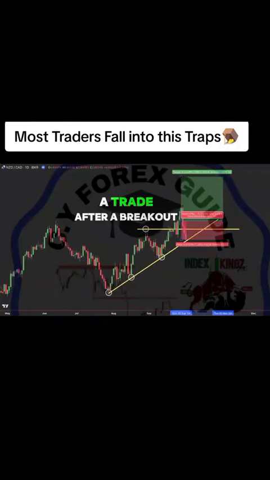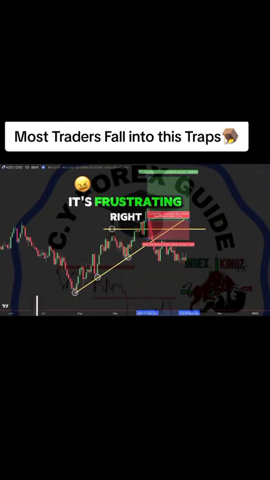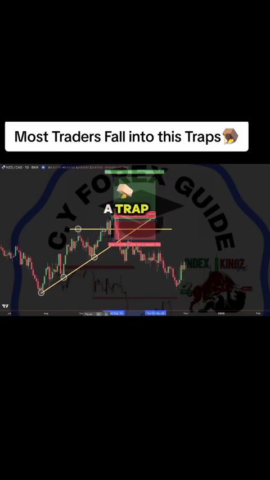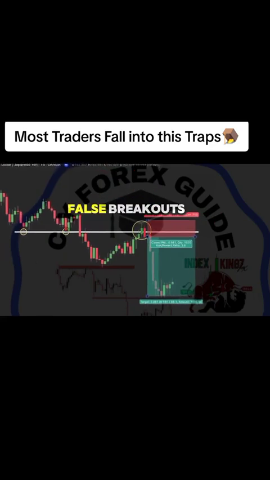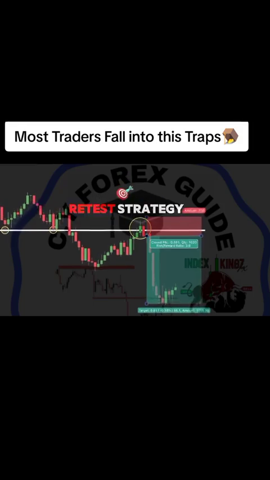Have you ever entered a trade after a breakout only to see the market reverse and stop you out? It's frustrating, right? You think price is breaking out, but instead it's just a trap. The good news? There's a simple yet powerful strategy that helps you avoid false breakouts and enter trades with confidence. It's called the break and retest strategy.